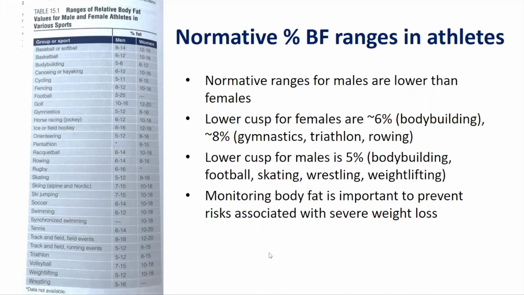The lower cusp for males is 5%, and that's reported with bodybuilding, football, which is surprising, at 5 to 25%, skating, wrestling, and weightlifting also at 5%. So notice that these are normative ranges that are being reported for each sport.